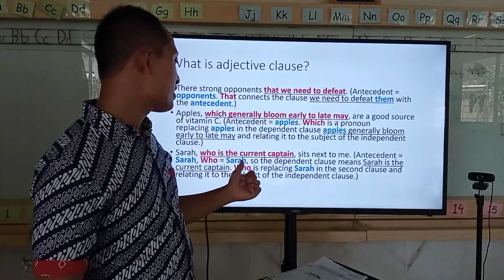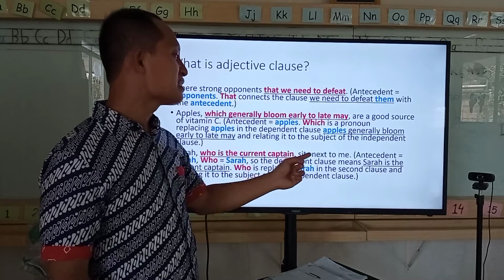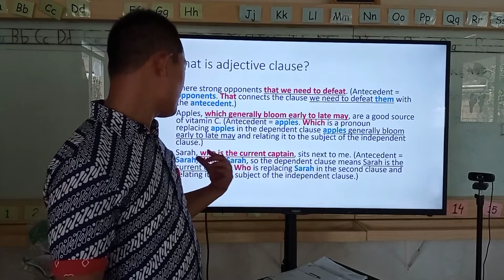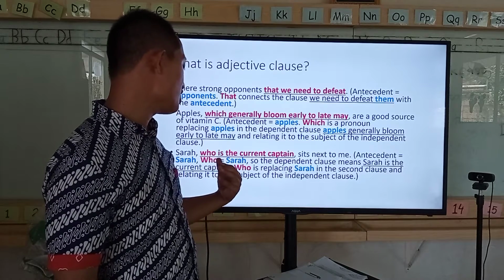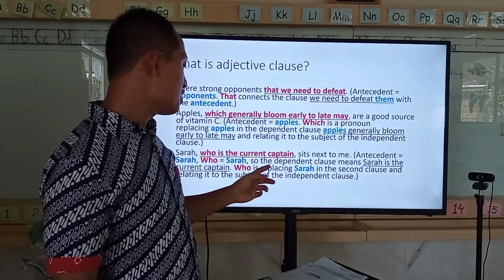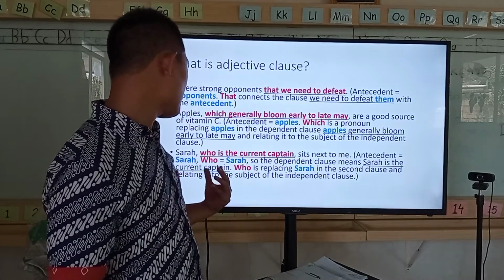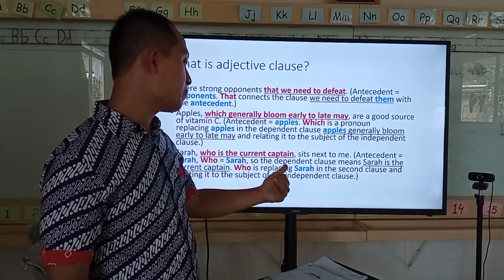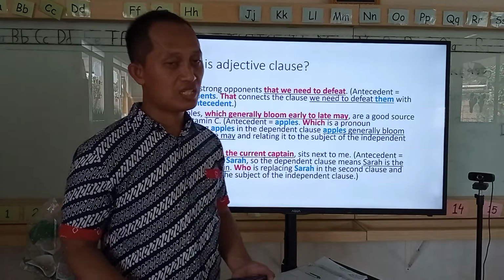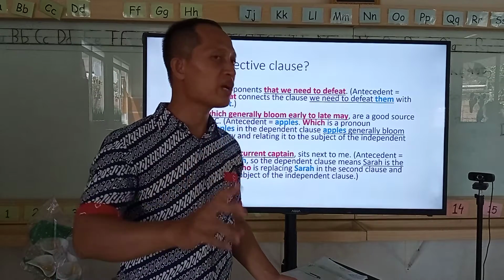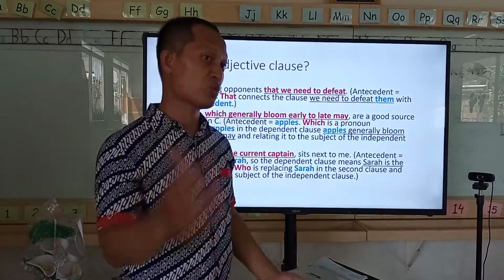Sarah, who is the current captain, again this is a non-defining clause, sits next to me. Sarah is the antecedent. Who is replacing Sarah. So the dependent clause means Sarah is the current captain. Who is replacing Sarah in the second clause? Because they are related to each other. We are not talking about two Sarahs. There is no other Sarah. It's only one Sarah that we are talking about here.